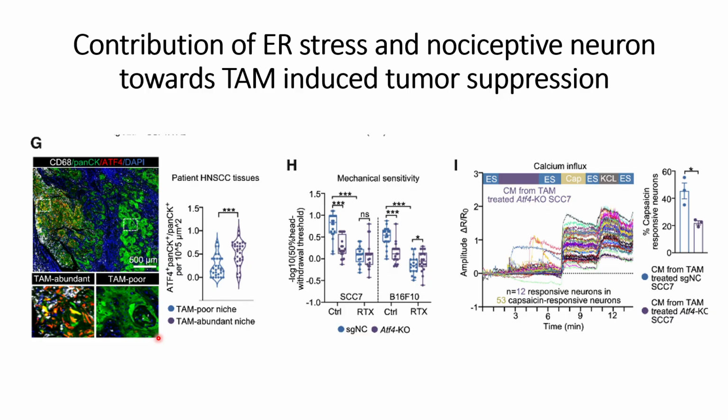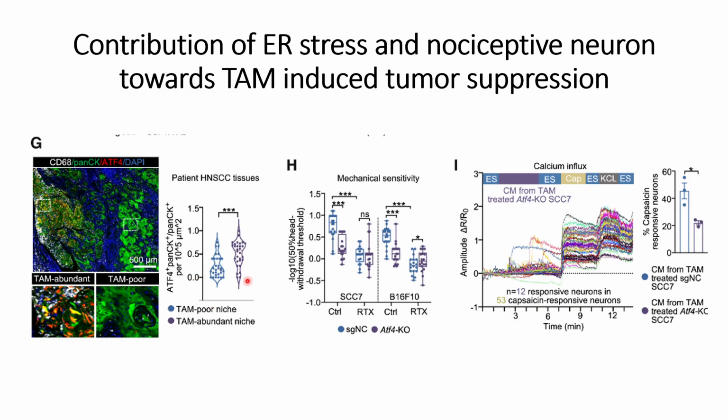And these things they have quantified in the patient's tissue. This is HNSCC, head and neck squamous cell carcinoma tissue. These are the results on the patient tissues. They quantified these and are able to see that the ATF4 signals are high in the TAM abundant case compared to the TAM poor case.